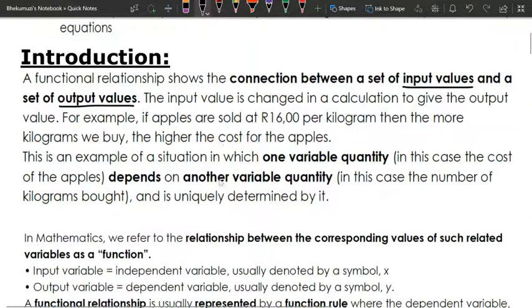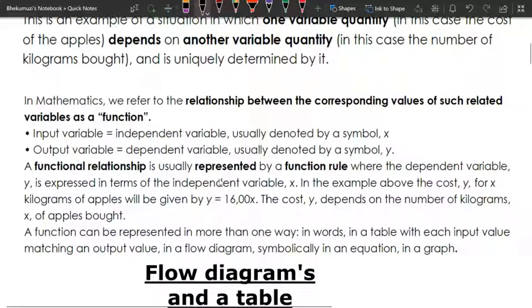So in mathematics, we refer to the relationship between the corresponding values of such related variables as a function. And as I stated, the input variable is independent. It's an independent variable, meaning that it depends on nothing. Because if you're putting in an input variable, you could choose any possible number. If you're choosing any possible number, it doesn't depend on anything at all.